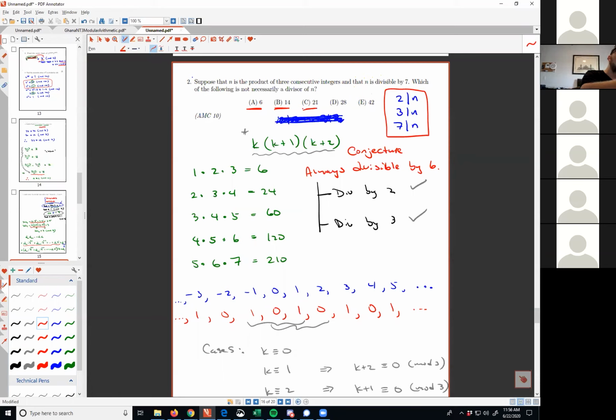Is n necessarily a multiple of 21? Yes, because 3 times 7. It is a multiple of 3 and it is a multiple of 7, therefore it is a multiple of 21.